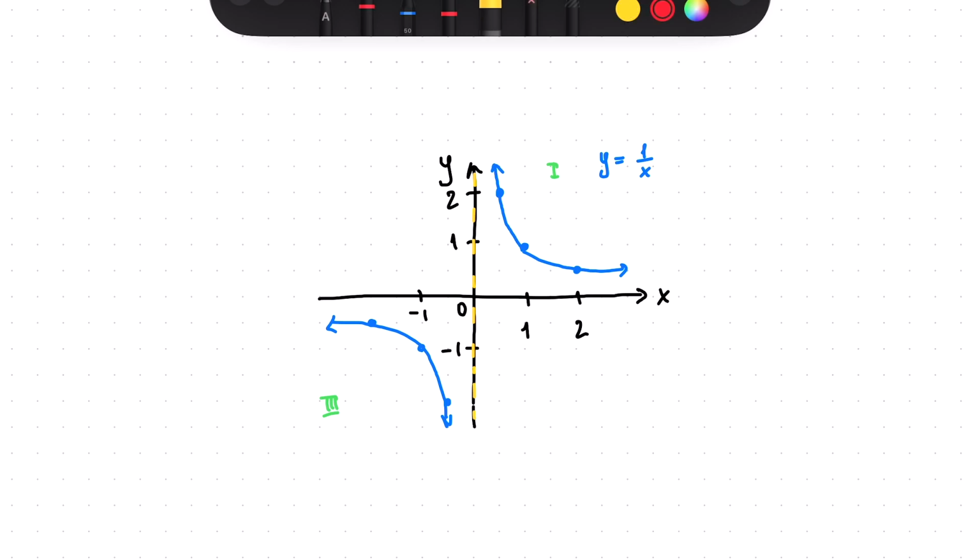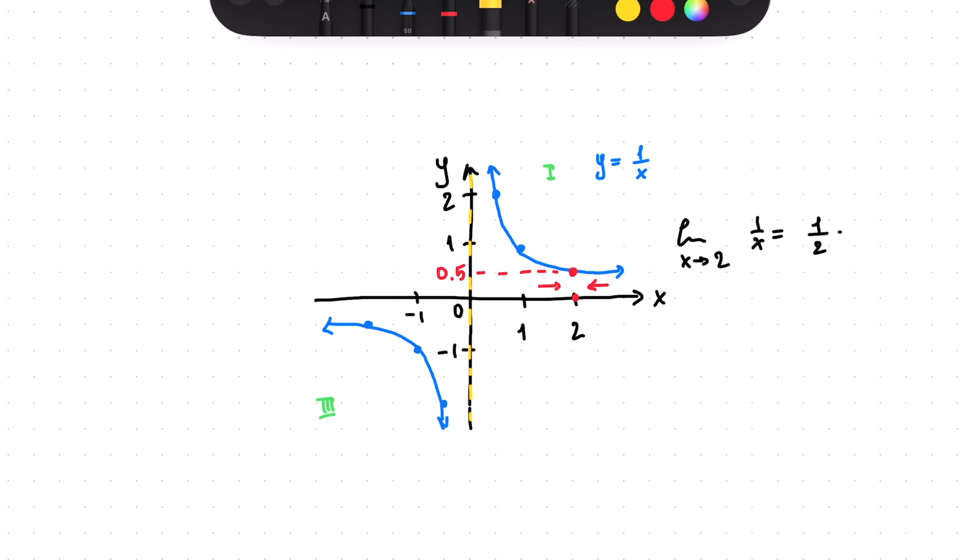But let's see a different value. Let's say we're given x approaching 2 instead of 0 for the same function. x is approaching 2 from the left and from the right. And we see that our function is going towards 0.5, as we can see here. And also, if we used the substitution method instead of looking at the graph, we would get 1 over 2, which is 0.5.